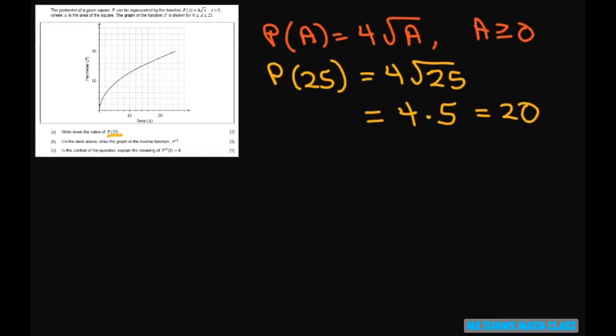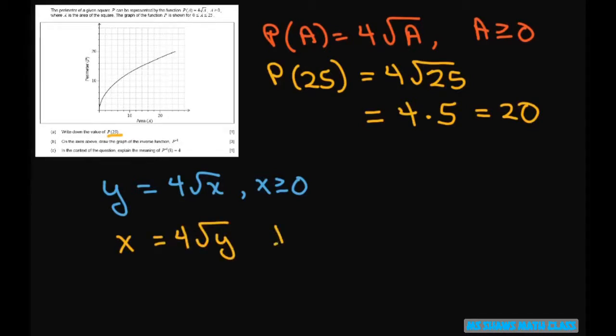Now, the next step is we're going to graph the inverse. So the first thing I want to do is algebraically find the inverse. So for now, let's say y equals 4 square root of x, and x is greater than or equal to 0. To find the inverse, you just switch the x and the y. So when you do that, you get x equals 4 square root of y. This is your inverse.